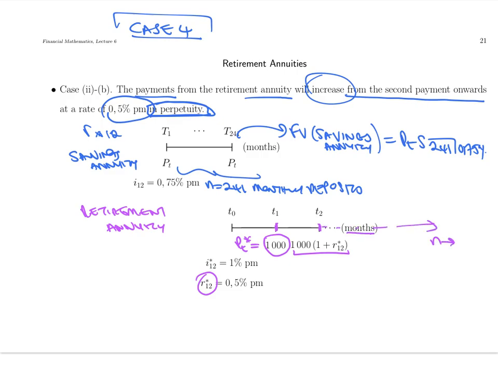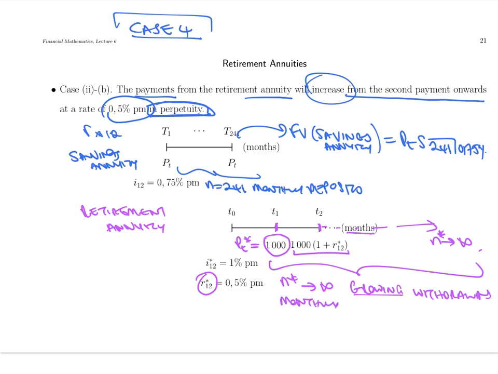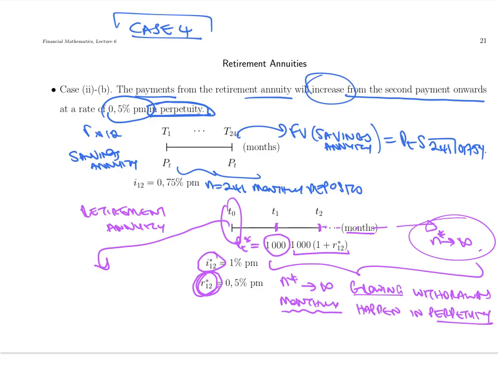But these withdrawals happen in perpetuity. So how many withdrawals are there? N star tends to infinity. There are N star tending to infinity growing withdrawals. Remember, the withdrawals are growing at the growth rate. If the withdrawals are monthly, I need a monthly interest rate and I need a monthly growth rate. They are monthly withdrawals that happen in perpetuity. They happen forever. And now the question is, what is the lump sum that he needs to deposit at this stage here? What is the present value of the growing retirement annuity in perpetuity? It's a bit of a mouthful.